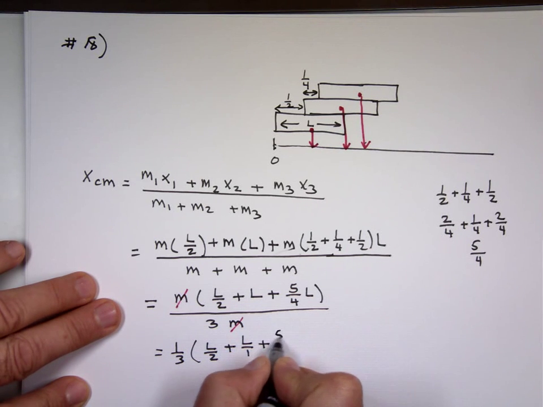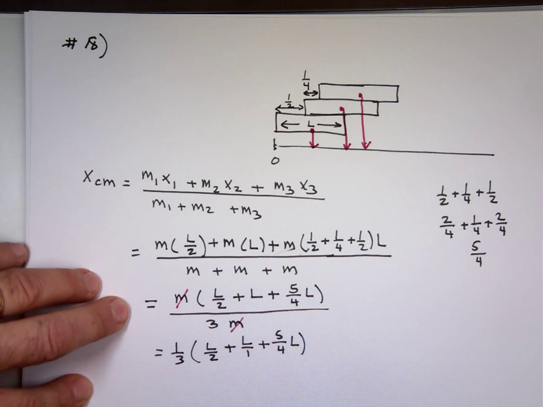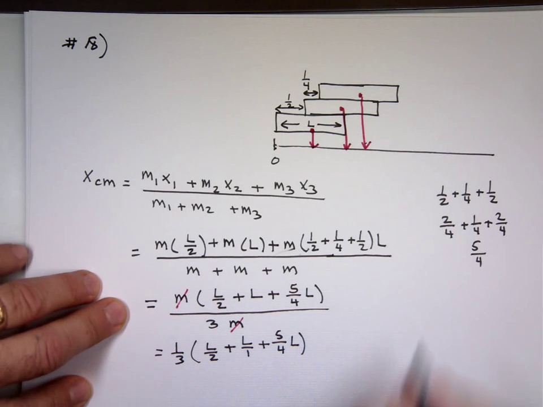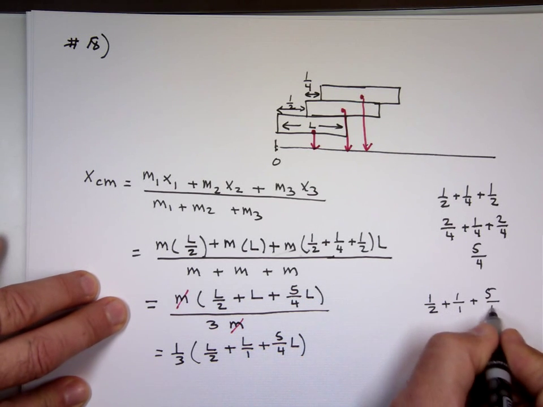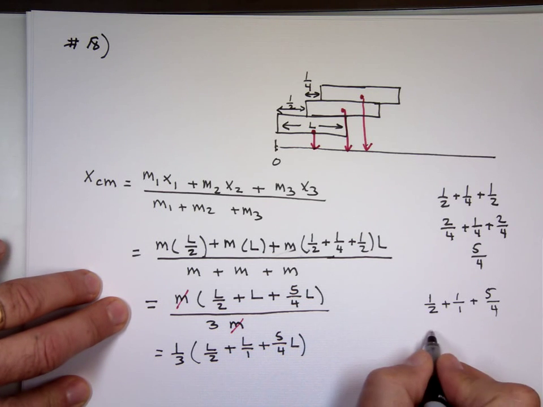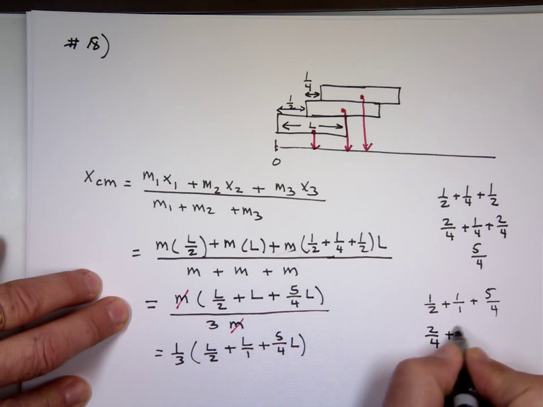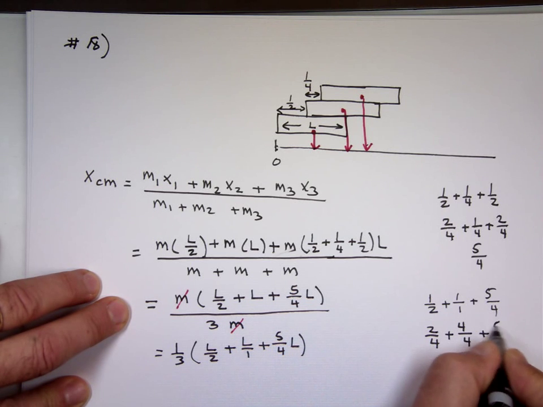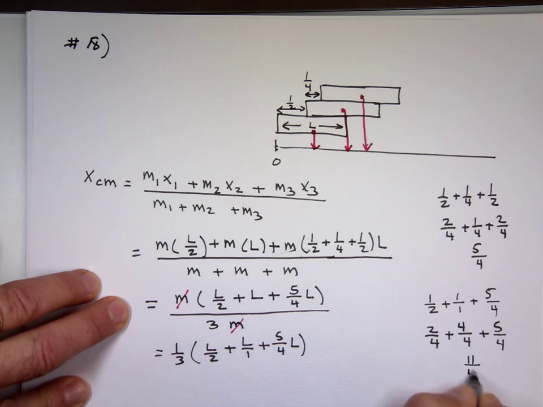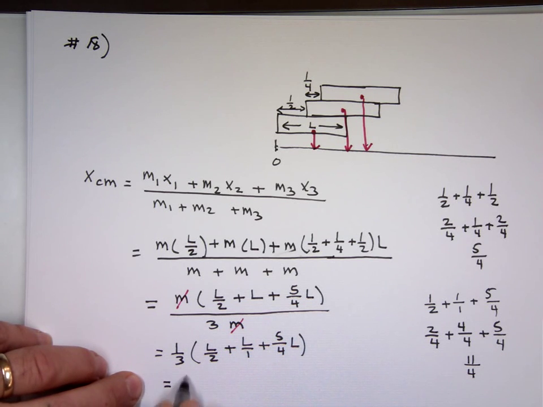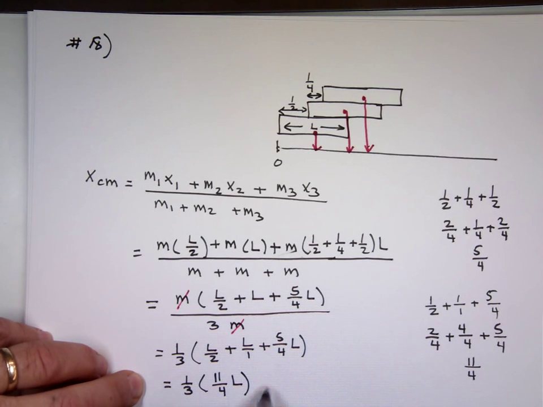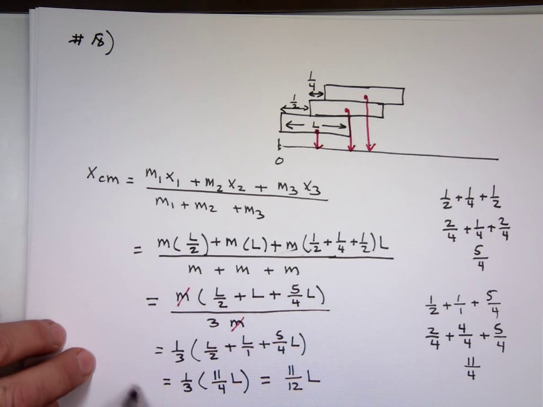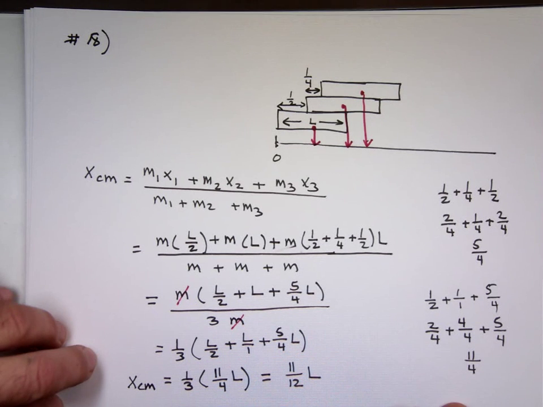Well, if you want to add them, you need the LCD, which is 4. So what's 1/2 plus 1 over 1 plus 5 over 4? LCD is 4: 2 over 4 plus 4 over 4 plus 5 over 4, that's 11 over 4. So it's going to be 1/3 times 11 over 4 L, which is 11 over 12 L. The center of mass will be 11 over 12 L, where L is the length of the brick.